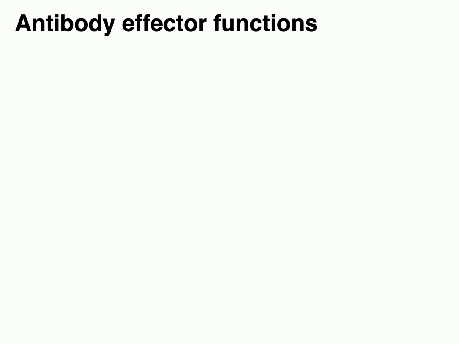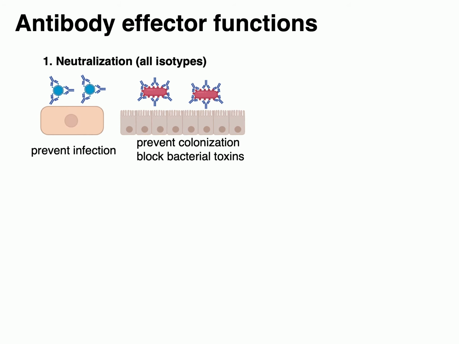Now, what are the effector functions that are induced? Well, all antibody isotypes are effective at neutralizing. Neutralization is when an antibody binds to the surface of a pathogen and prevents it from doing something that it wants to do. In the case of a virus, it may prevent a glycoprotein from binding to a cell surface receptor, allowing that virus to infect the cell. In the case of a bacteria, it may prevent that bacteria from colonizing an epithelial surface.